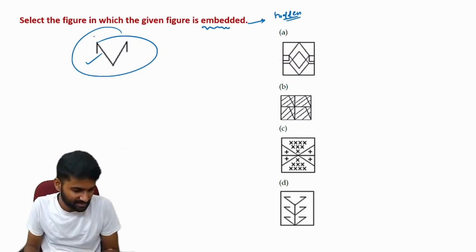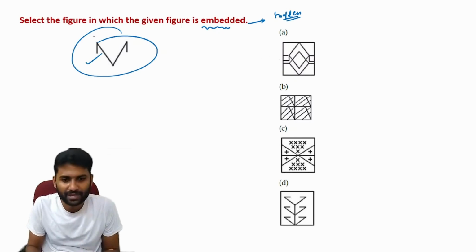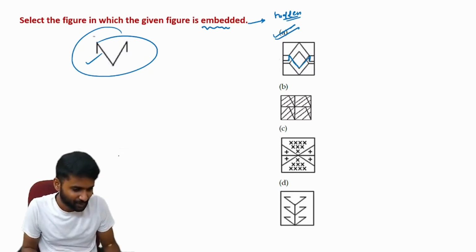Yes, Razi said A. Very good. You were able to see that picture. I will show you the shape here. This is the shape you can see in option A. So A is the suitable answer. Hope it's clear? Very good.